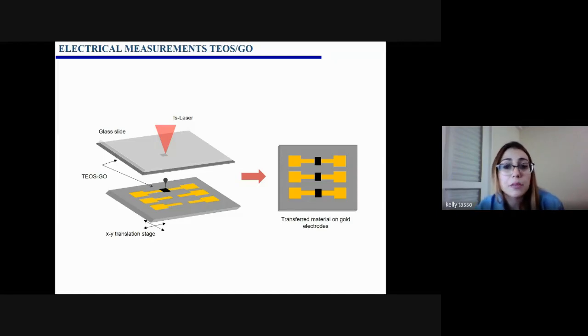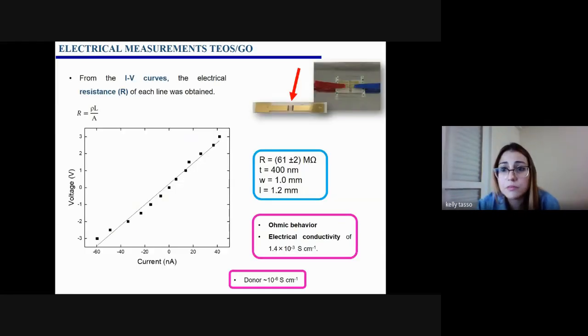To perform the electrical measurements and confirm that the material became a conductor, I transferred an area with the lines close together to fill the entire area between gold contacts. Applying different voltages and measuring the current, the result was an ohmic behavior. And with that, I calculated the resistance and found the electrical conductivity with respect to the geometric pattern.